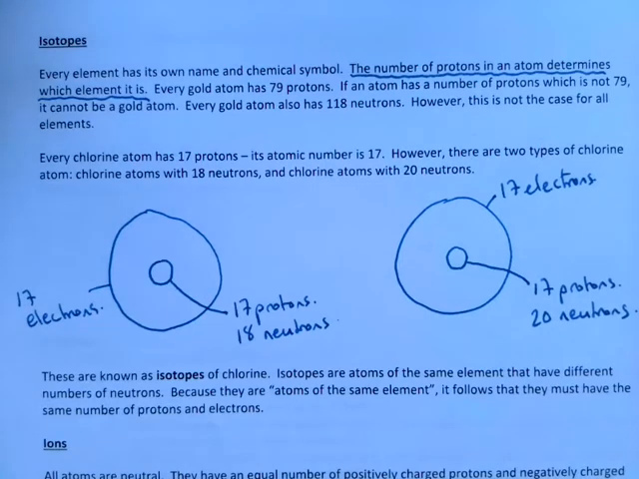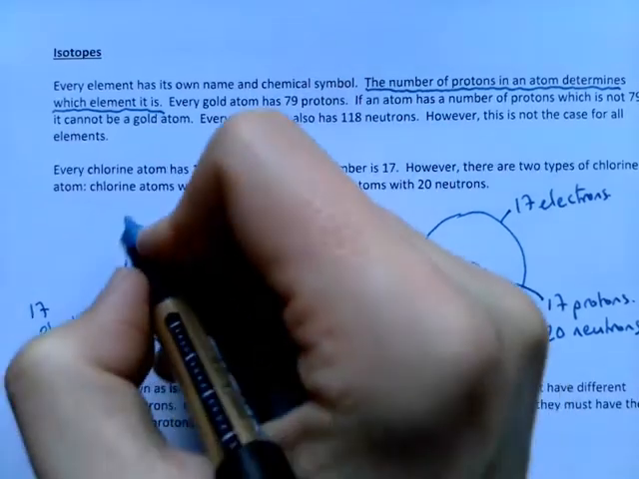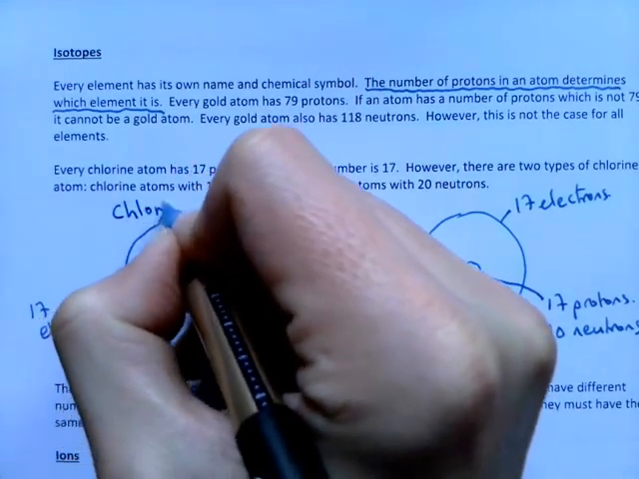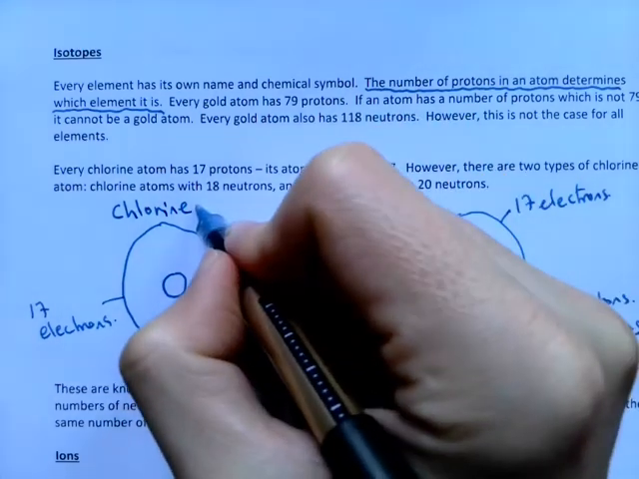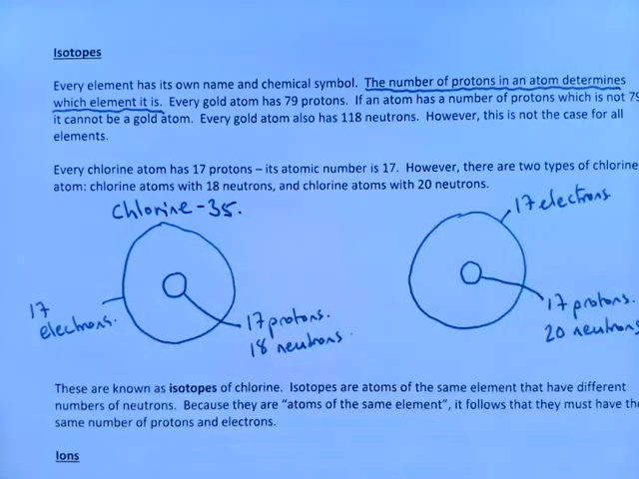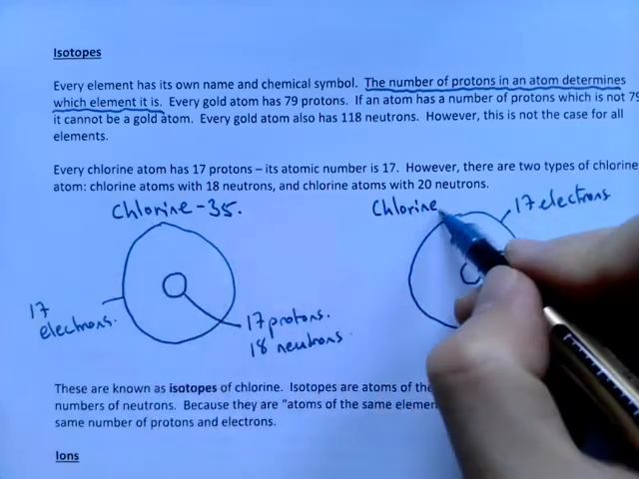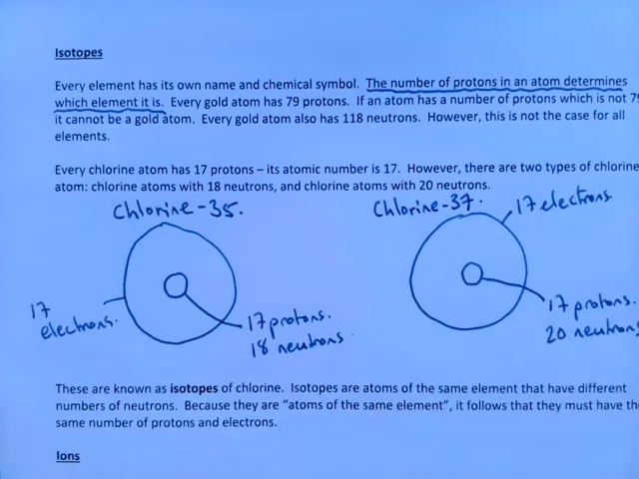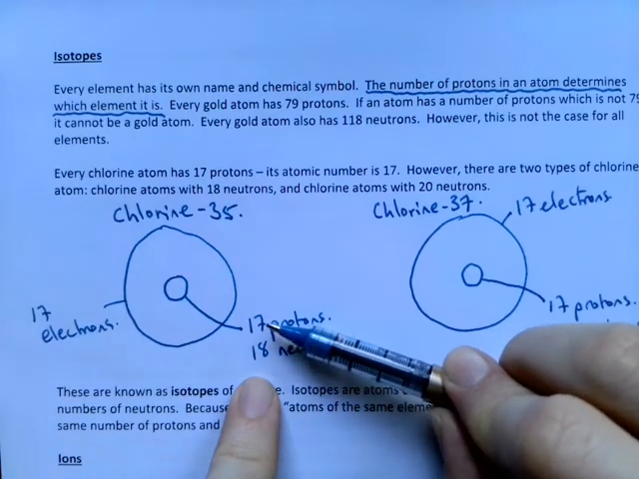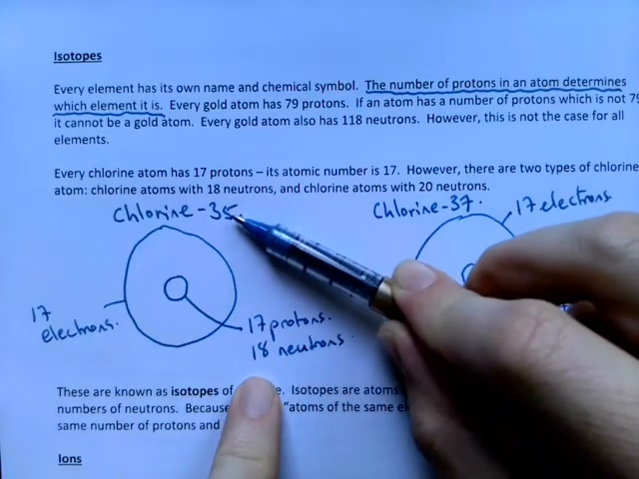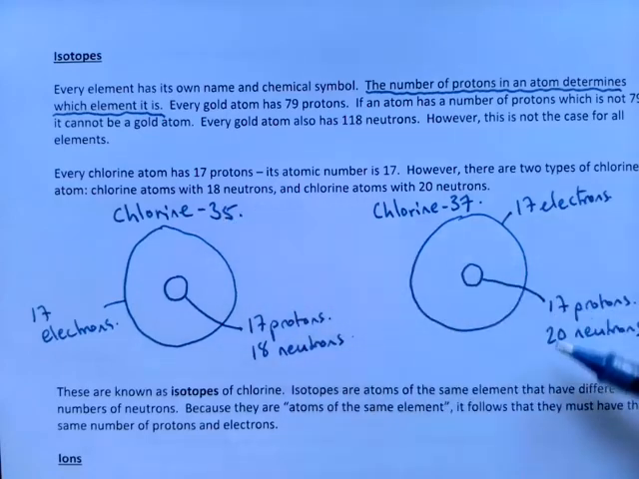Okay, and we do actually give them slightly different names. So this one we can refer to as chlorine because it is chlorine, but we call it chlorine 35. And this one over here is chlorine. Remember, it's the same atom. Yeah, it's still chlorine, but we call this one chlorine 37. And can you tell me where those numbers come from? So they come from the sum of these two numbers. So if you add the number of protons to the number of neutrons, you get this number here. So 17 plus 18 is 35, 17 plus 20 is 37.